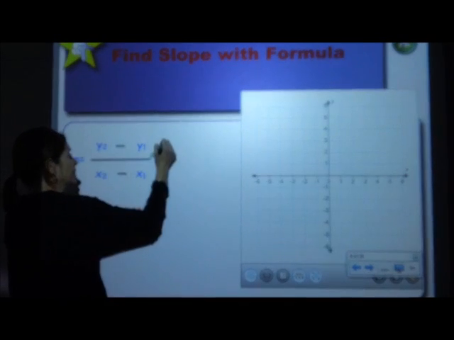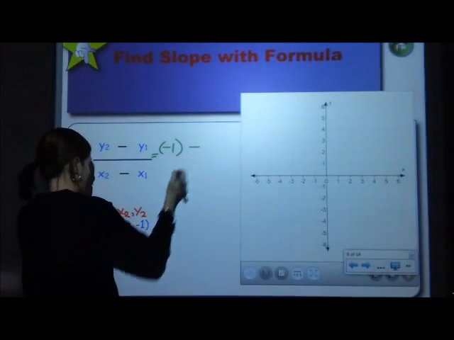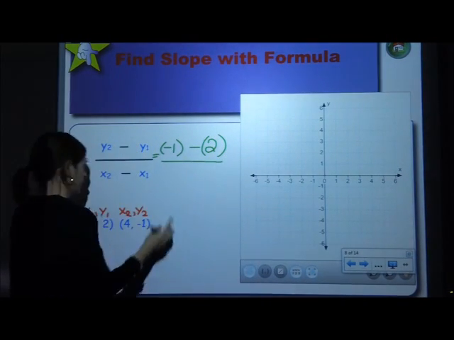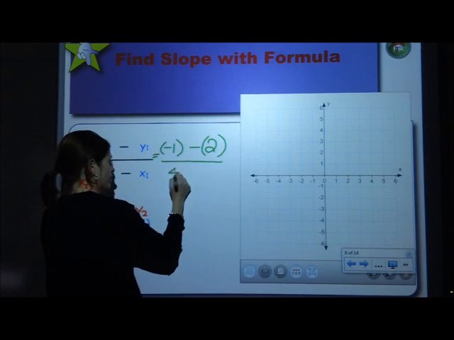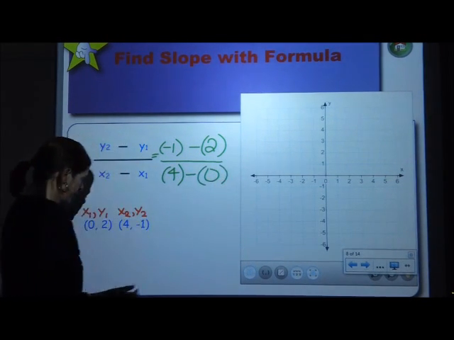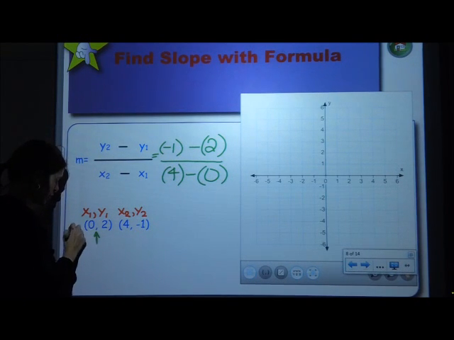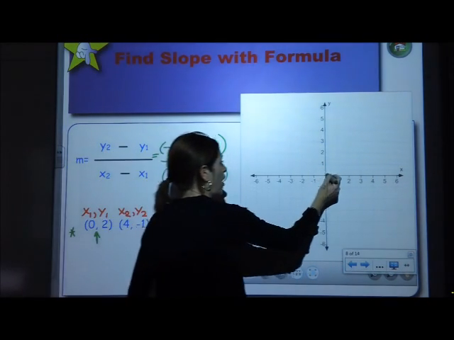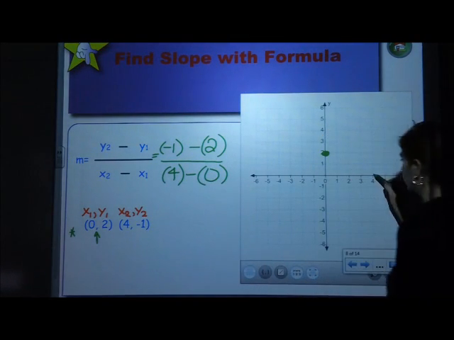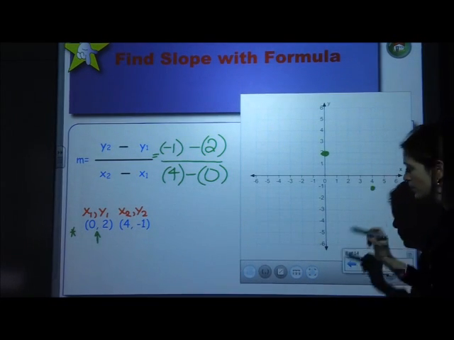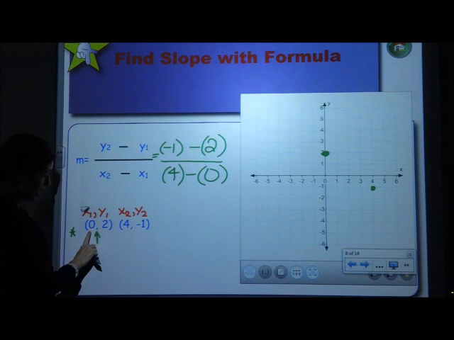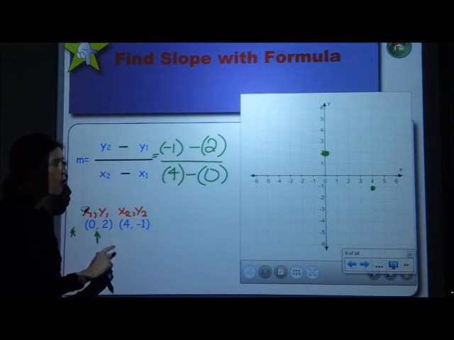So y2 is -1 minus 2, all over x2, which is 4, minus 0. Now let's remember this point, kind of as a note, the point (0, 2). I'm going to plot them right here for myself, (0, 2). And the other point is (4, -1), x is 4, y is -1, so right here. This we have to remember is our y-intercept. When x is 0, that's going to give me my y-intercept.